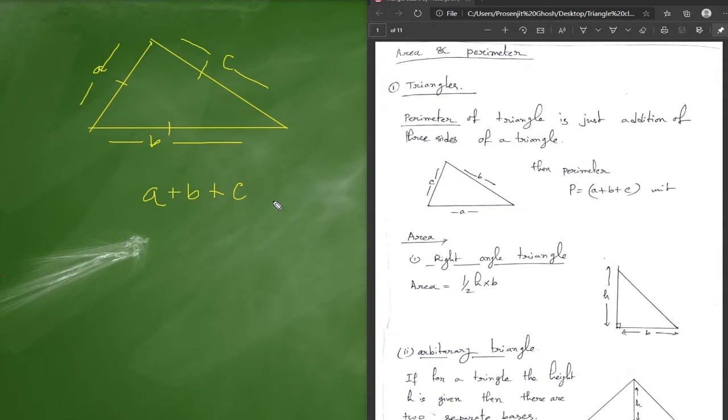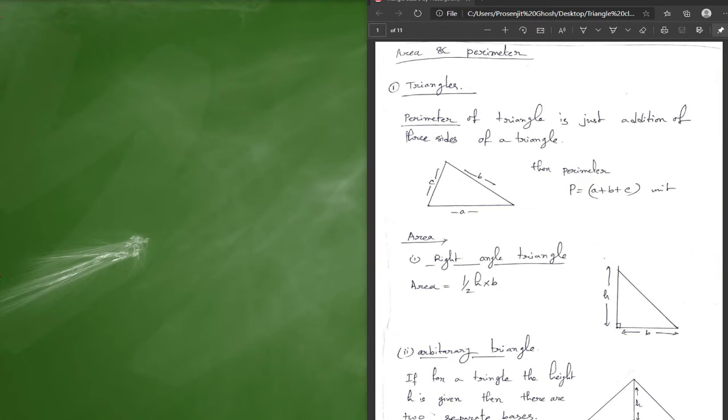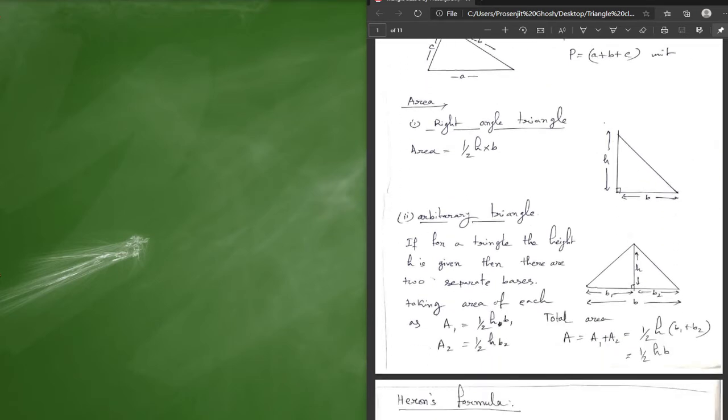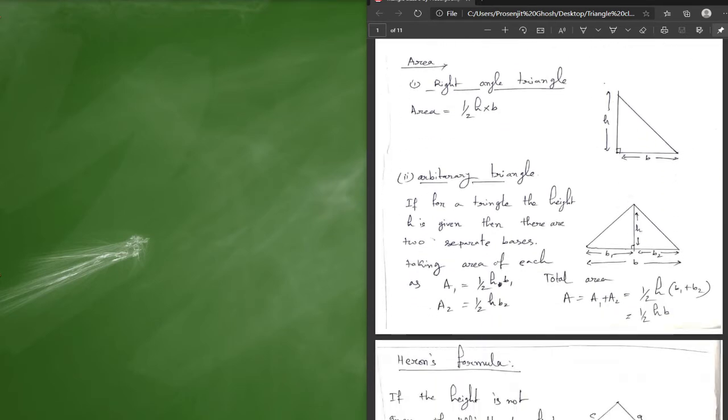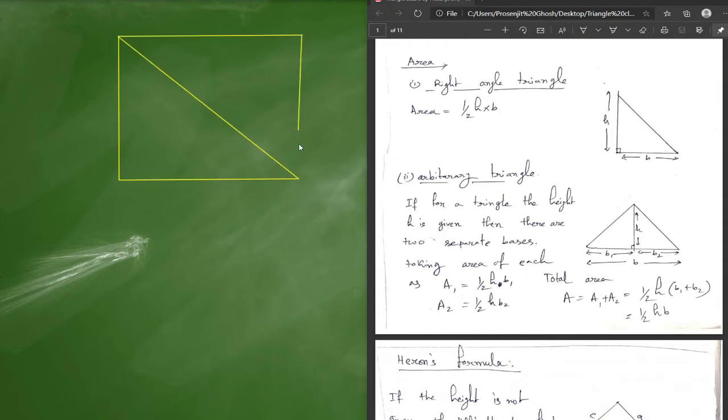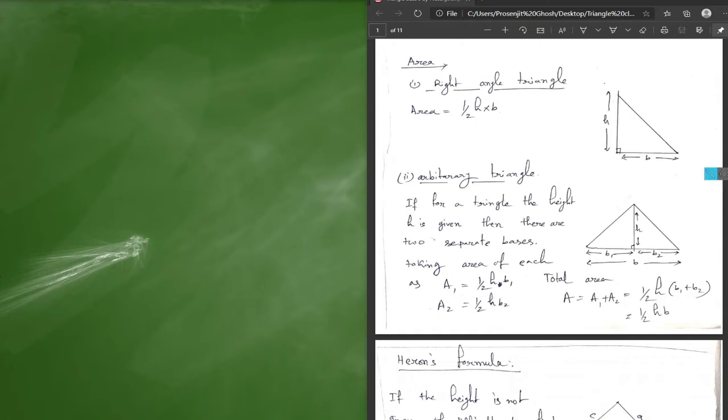Okay, now coming to area. For area, you need to follow a few formulas for each of these triangles. As you can see, I gave all those triangles with the following areas. First of all, it is the right angle triangle. And we all know that a right angle triangle is the half part of a rectangle or a square. So let me draw one square first. Thus you will learn it very easily.